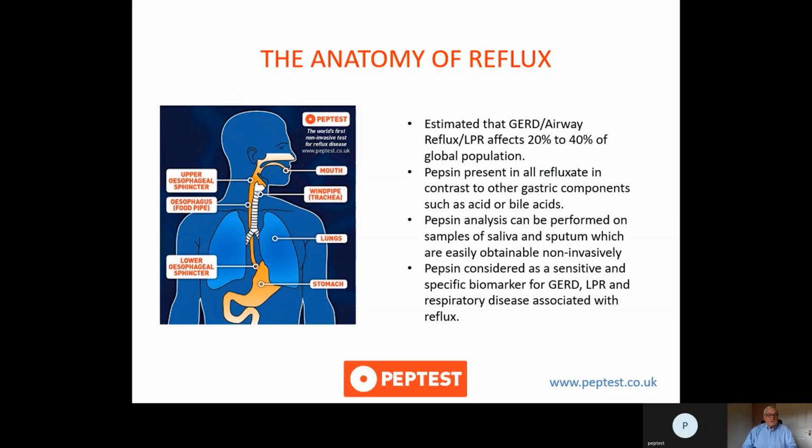And pepsin is considered a very sensitive and specific biomarker for GERD, LPR, which is laryngopharyngeal reflux, and a lot of the respiratory diseases which are associated with reflux, which is another point which I'll cover later in the presentation.